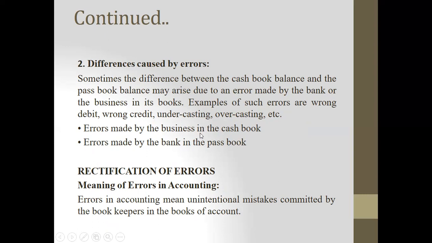So, rectification of errors. Errors in accounting mean unintentional mistakes committed by the bookkeepers in the books of accounts. So errors mean there is no intention to make the mistakes by the bookkeeper. Unknowingly, by default or for any reason, they forget or wrongly debit or credit the values. So it will affect both the passbook values and the cash book values.